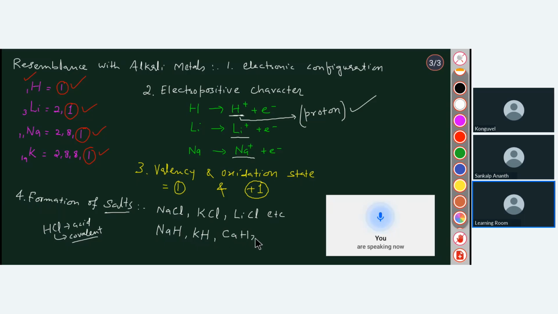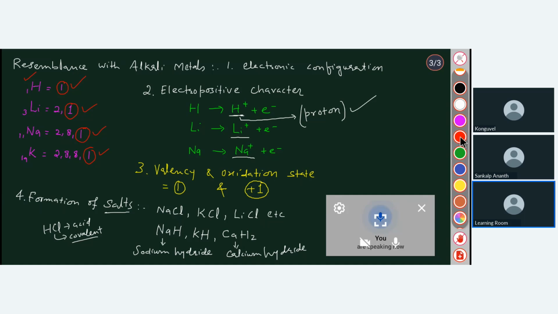I will write it here. It is known as sodium hydride, and this will be known as calcium hydride. Right? Got it? Yes, sir. So you have to remember that just as alkali metals form salts, hydrogen also forms salts. It can react with these alkali metals and form salts, that is NaH, sodium hydride.